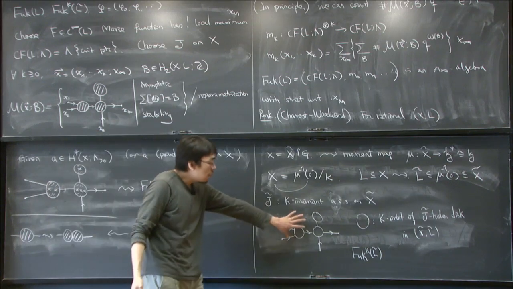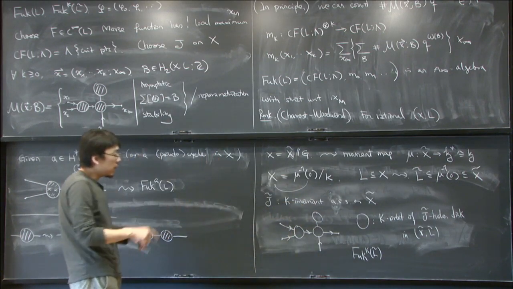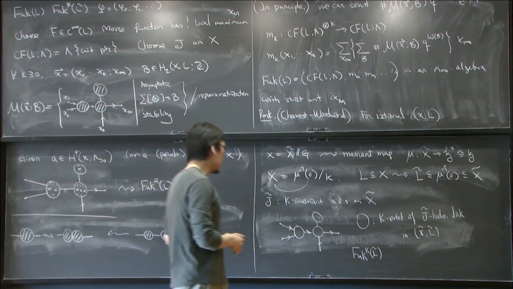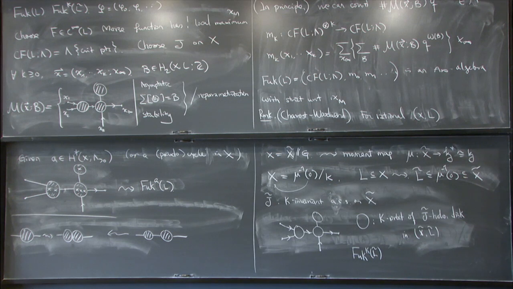So basically this object contains different sets of disks. So a priori this gives you a different A infinity structure. All right.